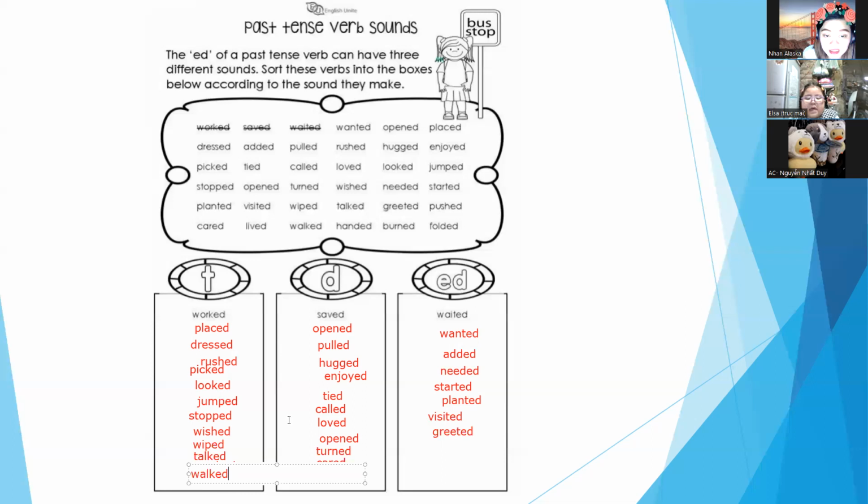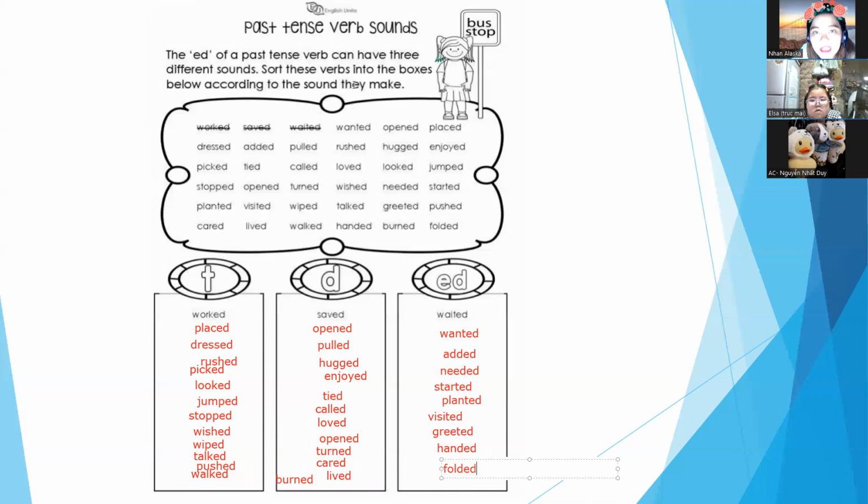Handed. Id. Burned. D. Okay. Next is folded. D. Okay. Folded. Id, right? Okay, perfect. Wow. Very good.